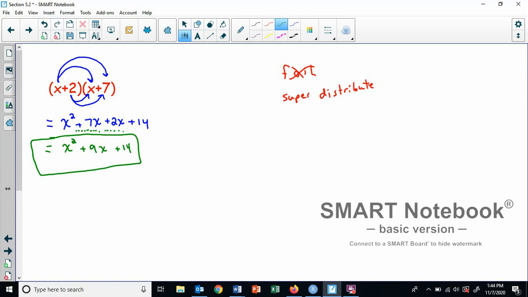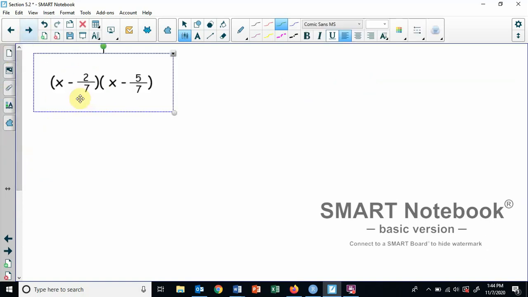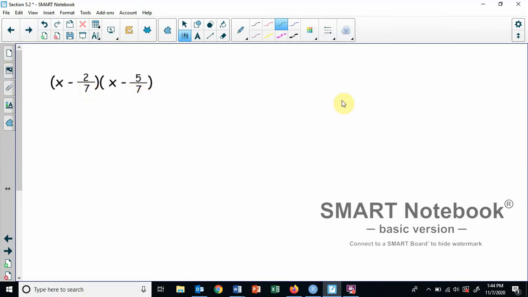Okay, so let's just do lots of examples of these. They like to throw one like this on the test where they're fractions, but that really doesn't make it any harder. Having fractions actually doesn't really change much, because when I go to do this super distribute, I go to do x times x. There's no fractions involved there. That's just x squared, right? I go to do x times a negative 5/7. Well, that's a negative 5/7 x.